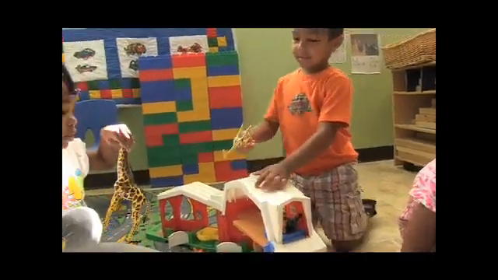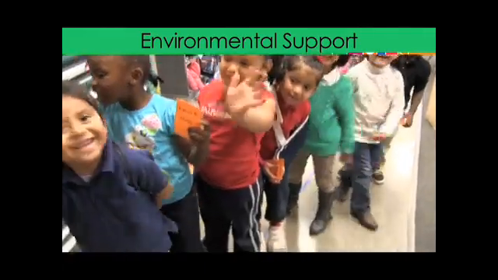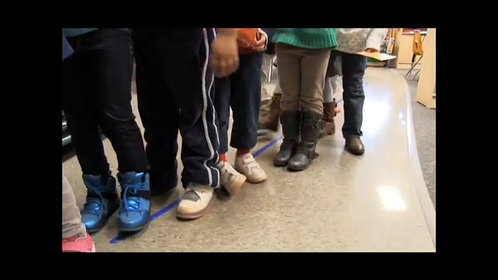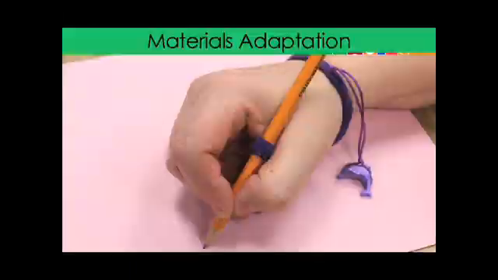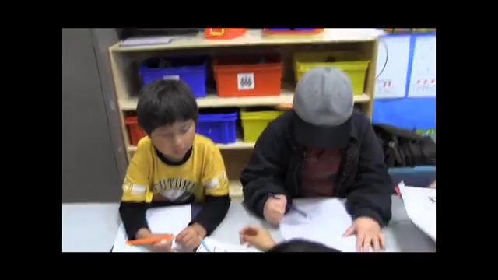You may already be using some of these practices. Environmental support means that you alter the physical, social, or temporal environment to promote participation, engagement, and learning. Materials adaptation means that you modify the materials, make them bigger or easier to use.